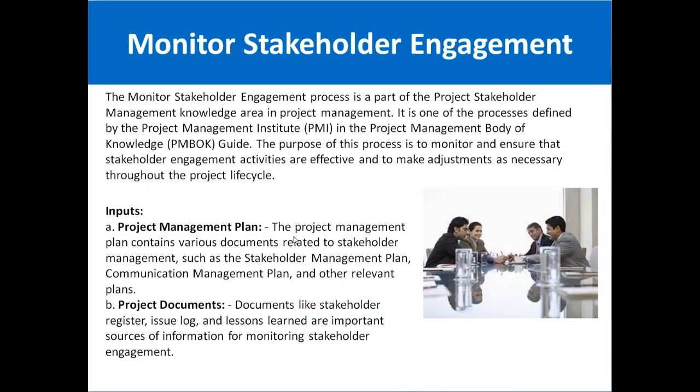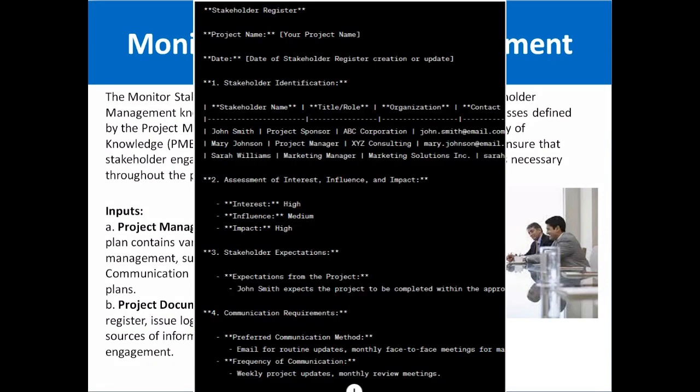Project documents, like the stakeholder register, issue log, lessons learned, and other scope documents, are very important sources of information for monitoring the stakeholder engagement. Basically, friends, for example, the customer has raised a few issues, for example, that meetings should be done on a weekly basis, or that they are not getting the status reports, etc. Those sorts of issues are very important so that you can do the modifications if required.